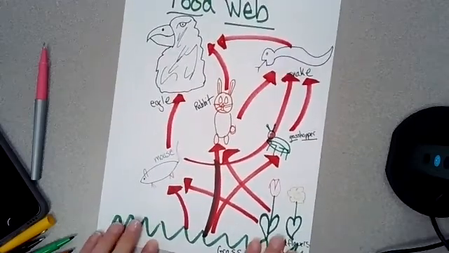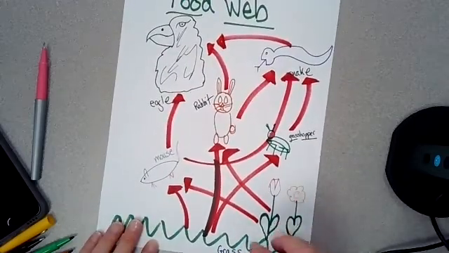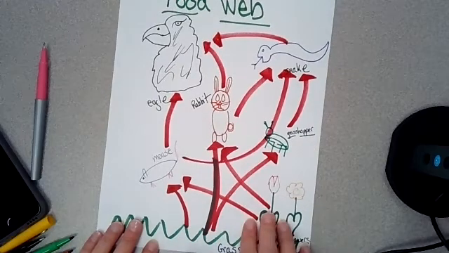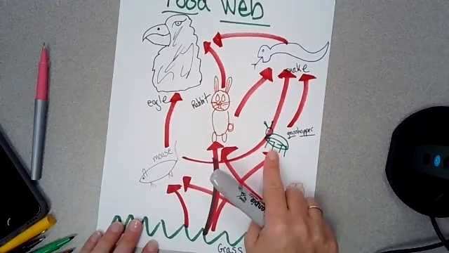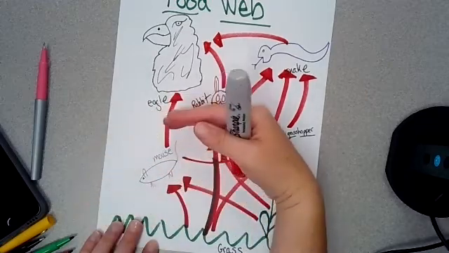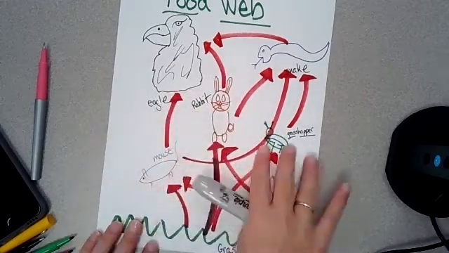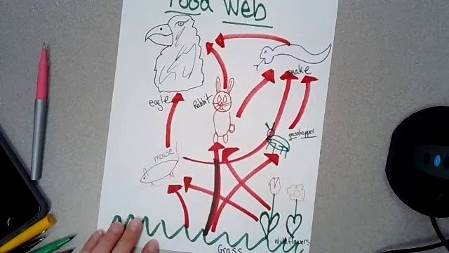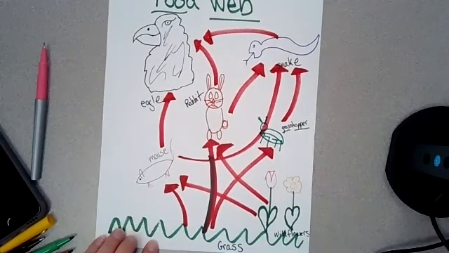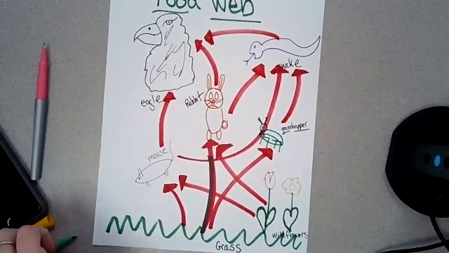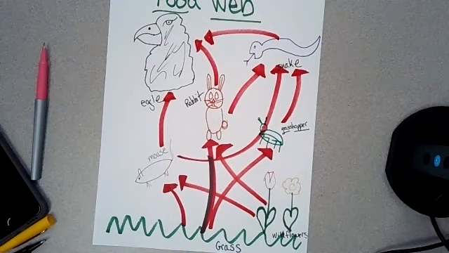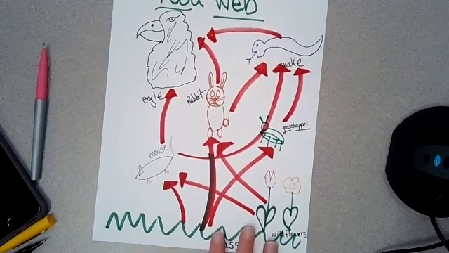The same thing goes the other way. If the grass dies, the plants die. If the grass and the plants die, then the mouse and the grasshopper have nothing to eat, and that affects the animals that eat them when these populations begin to decrease. So everything depends on everything else. That's the main thing that you need to understand about food webs: everything is interconnected.